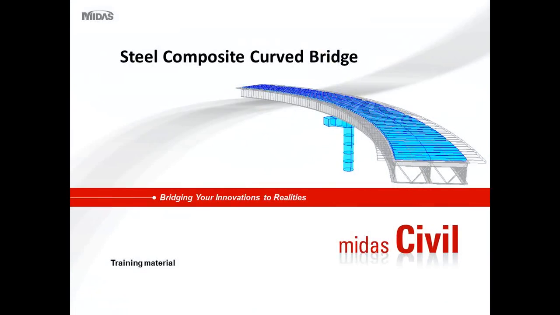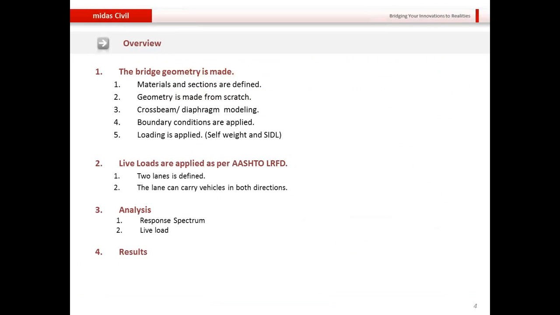So today, as I mentioned, we'll be talking about steel composite curved girder bridge. And this is the overview for the bridge. We'll be first starting by defining some materials and sections. Then we'll create the geometry from scratch. I'll model the cross beams and the diaphragms into the structure.